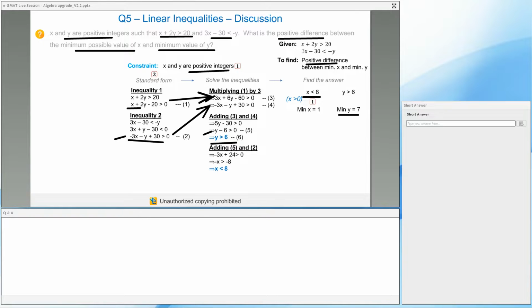Now once I have the minimum value and the maximum value, I need to find the positive difference, which will be 6. So those of you who ended up marking 0, what you did was instead of taking 1, you took x as 7. You just took the highest value of x which is possible. If I had asked for the maximum possible value of x, then you would have taken x as 7.